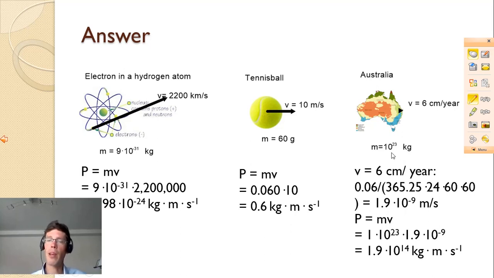Then I need to multiply it by the mass, which is already in kilograms. But that is so large that Australia gets the highest momentum of the three. And this tells you something about how easy it is to stop them. It's very easy to stop electrons. You'll probably do it all the time. A tennis ball will hit you and it will hurt, but you can slow it down. But you'll never be able to slow down Australia.